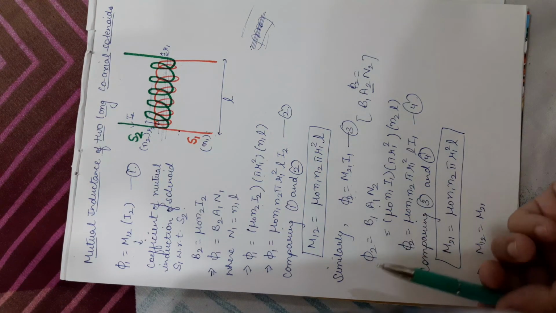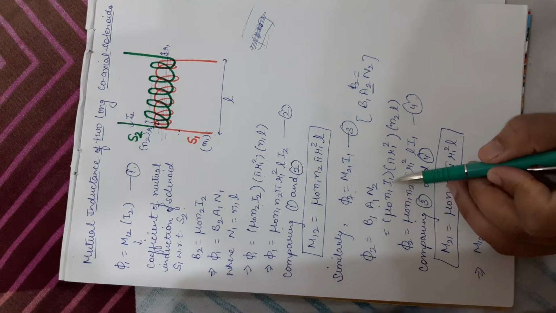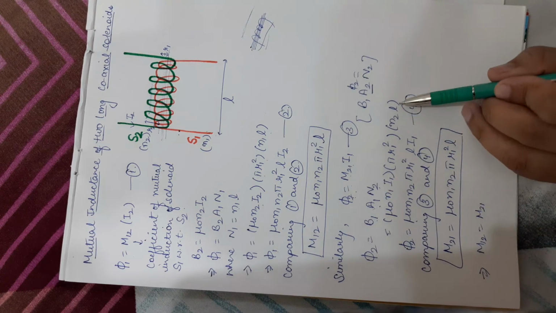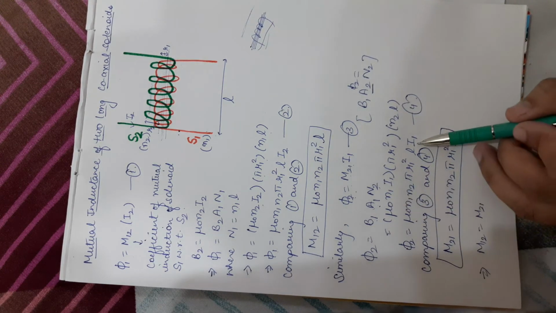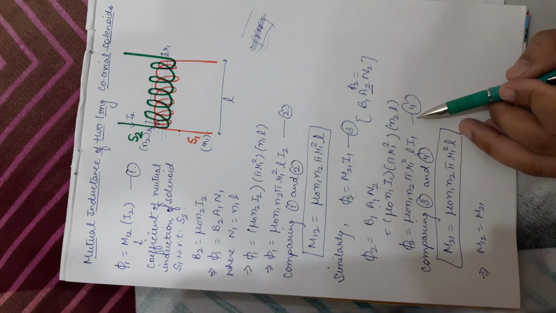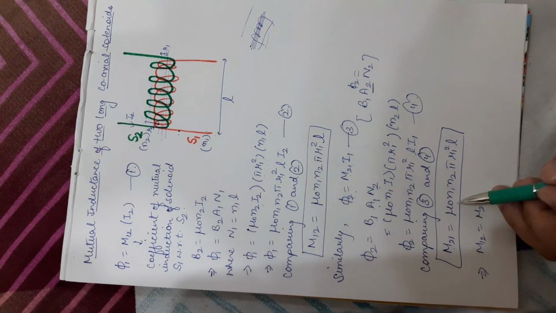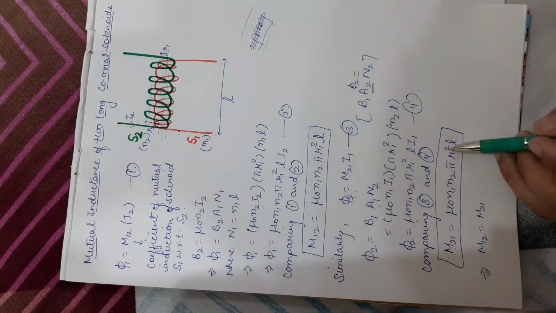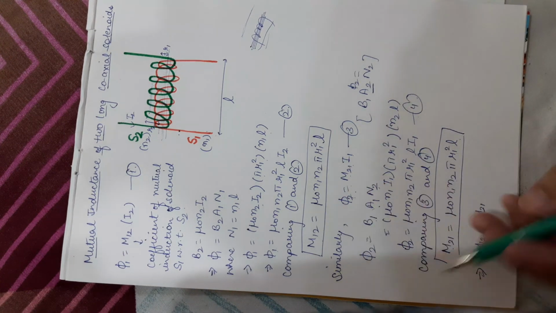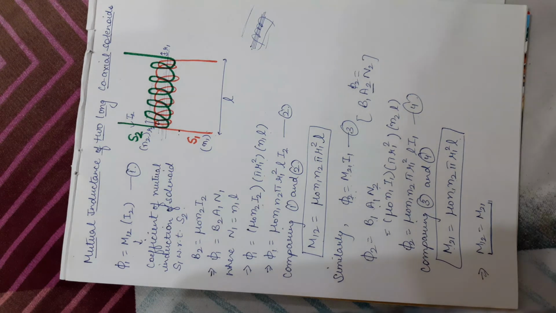Now proceeding in the same manner, I put the values of B1 as mu naught N1 I1, A1 as pi R1 square and N2 as N2 L, right? And when you put these values and compare equation number 3 and equation number 4, you get that M21 is equal to mu naught N1 N2 pi R1 square L, which is the same as what we obtained for M12. So we found that M12 is equal to M21.